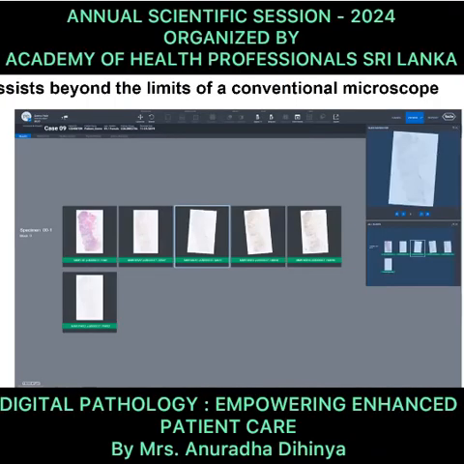You don't require the case paper which we usually give with the slides. If the pathologist is working remotely with the digital scanner, they can view those cases with all the clinical details of the patient.